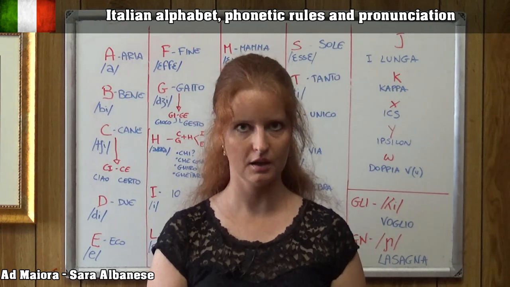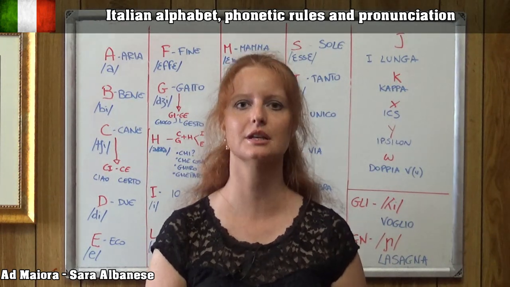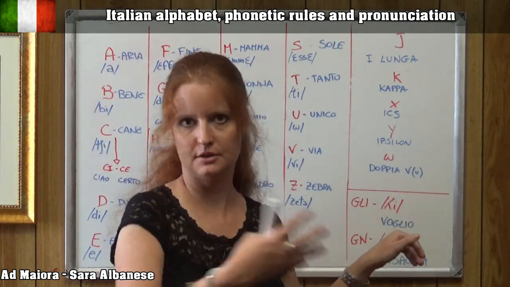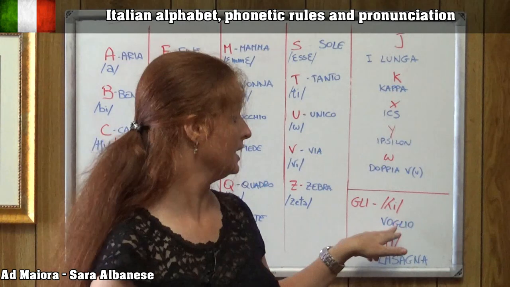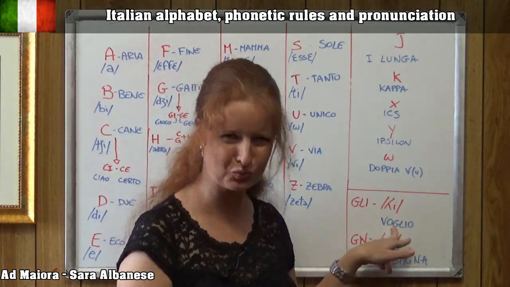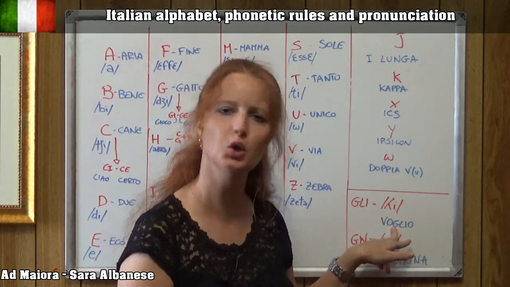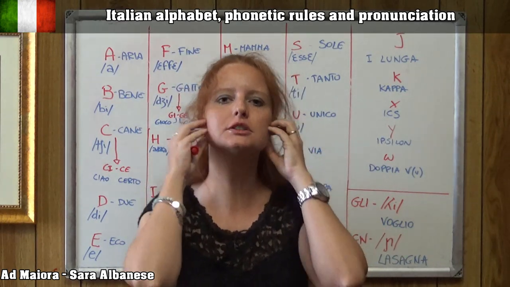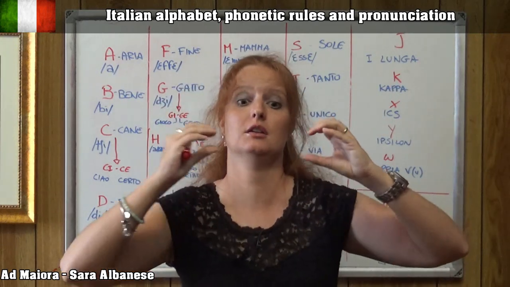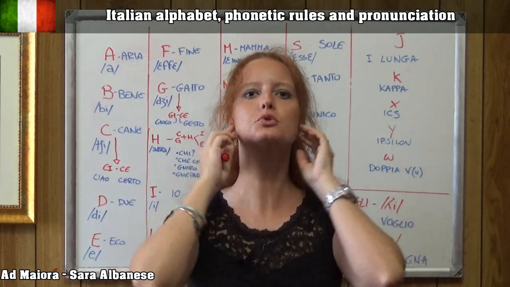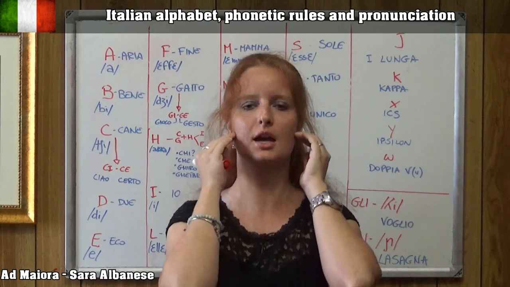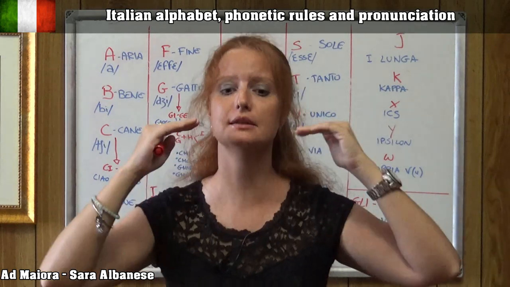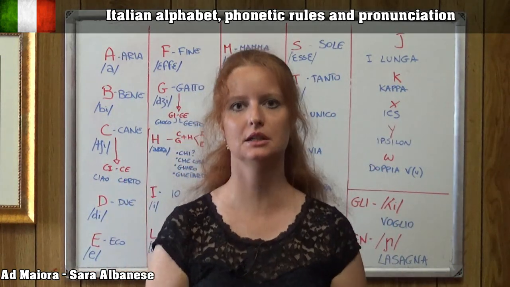It's not L, it's not an L, it's not the E, like in this case, voglio, which is ti voglio bene, I care about you. It's not voglio, it's wrong. You have to make your tongue larger and put the two sides of your tongue between your back teeth, and then try to make the air go through that.